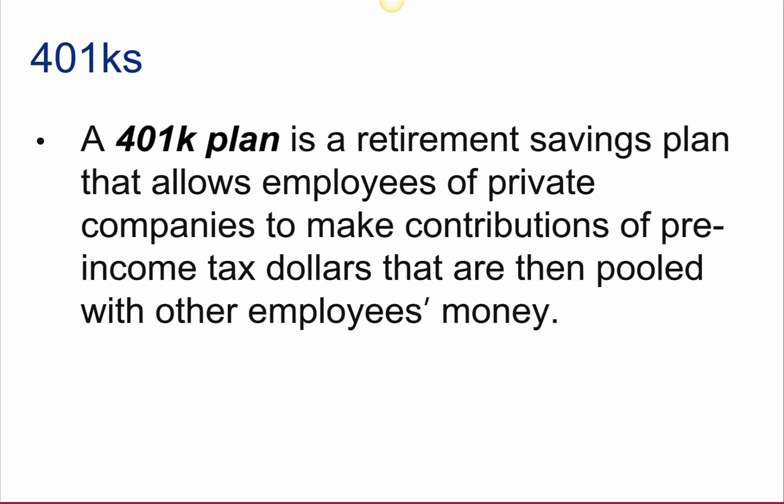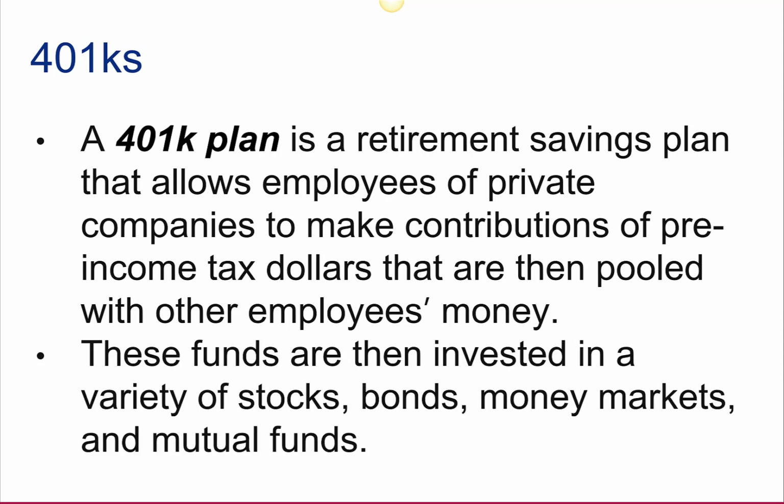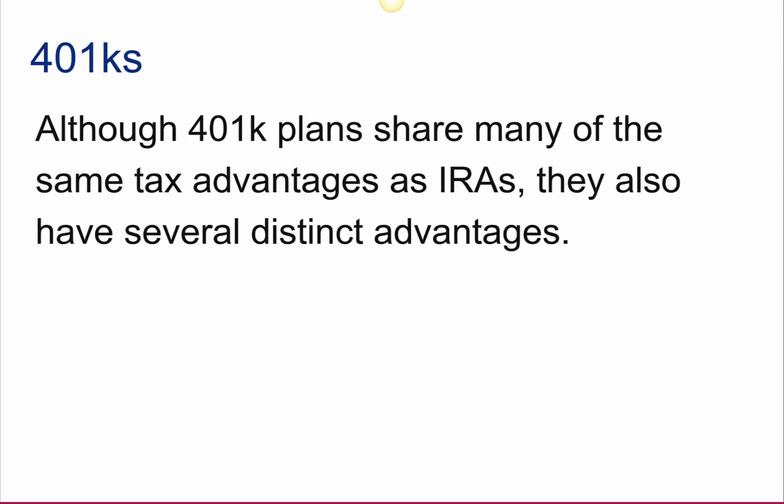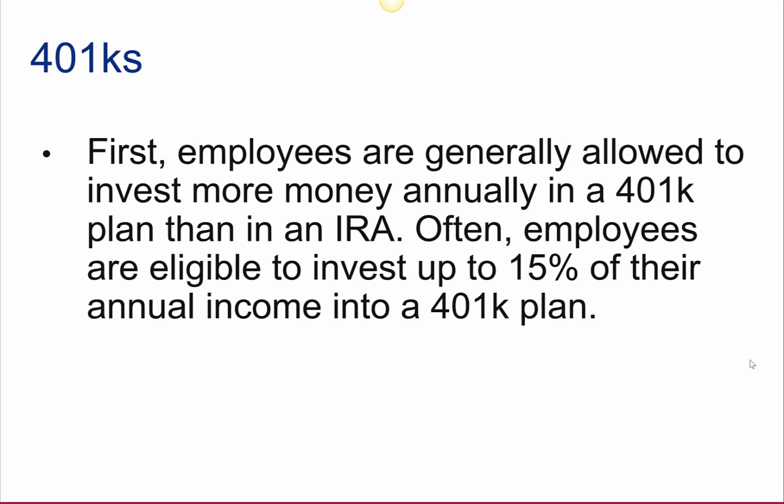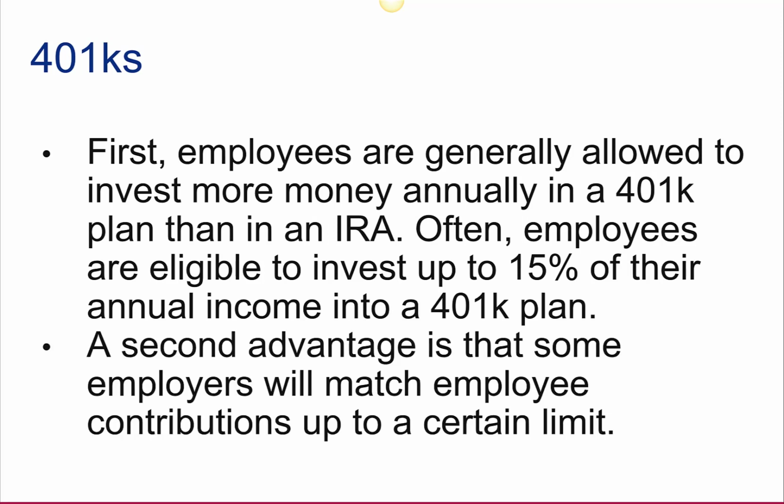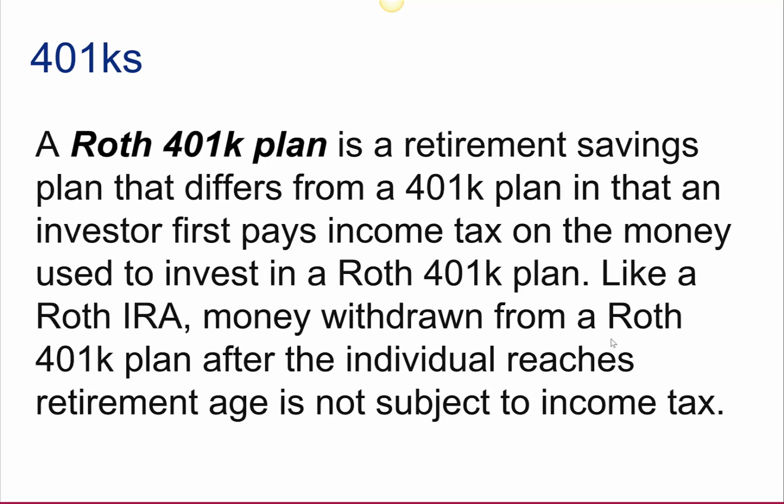A 401k plan is a retirement savings plan that allows employees of private companies to make contributions of pre-tax dollars that are then pooled with other employees' monies. These funds are then invested in a variety of stocks, bonds, etc. And although 401k plans share many of the same tax advantages, there are also some distinct advantages. Usually they're allowed to invest more money, and generally there's also a matching component to it for many employers. And the number 401k is simply the number of the IRS tax code where this is described. A Roth 401k is a retirement savings plan that differs from the regular 401k, and the investor first pays income tax on the money, as we mentioned before.